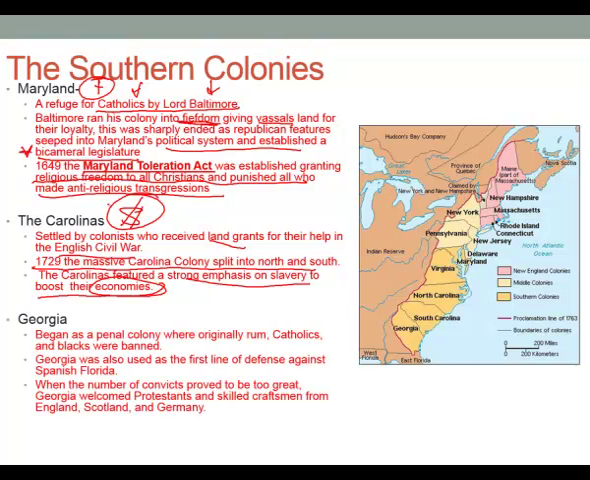Georgia, the most unique of your colonies. Began as a penal colony. What is a penal colony? Australia also began as a penal colony. It's where we sent our, not ours, but their prisoners. Prisons are overflowing in London. Prisons are overflowing in the United Kingdom. We need somewhere to send them. Why not the New World?